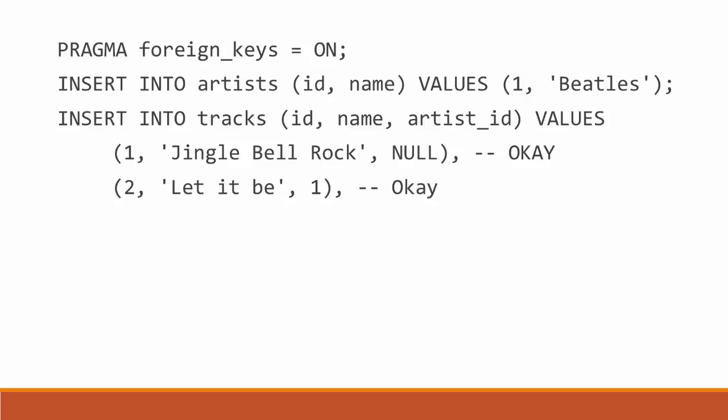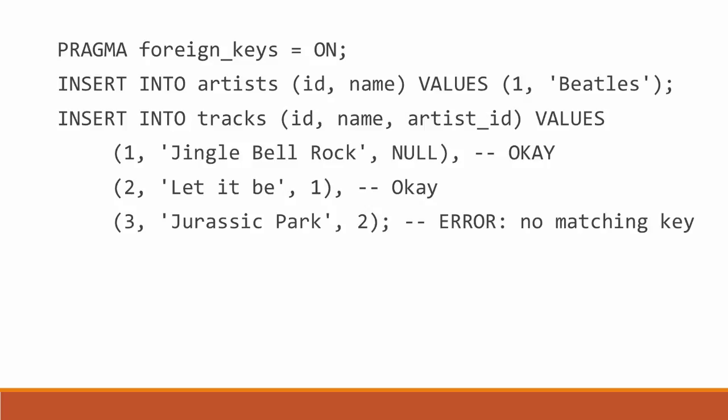Here we're adding another song, Let It Be. Its artist is ID 1, which is Beatles. That is something in the other table. That's fine as well. However, if we add Jurassic Park with an artist ID of 2, it will go, that is not okay. There is no matching key. There's no row in the artist table that has the artist ID of 2. Right now there's only one thing in there, and that's the one for Beatles. All right, so that's how to add foreign key constraints.